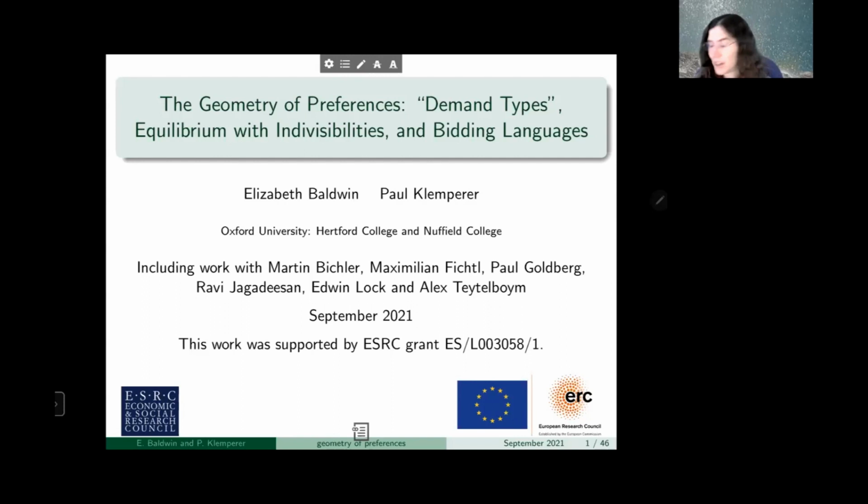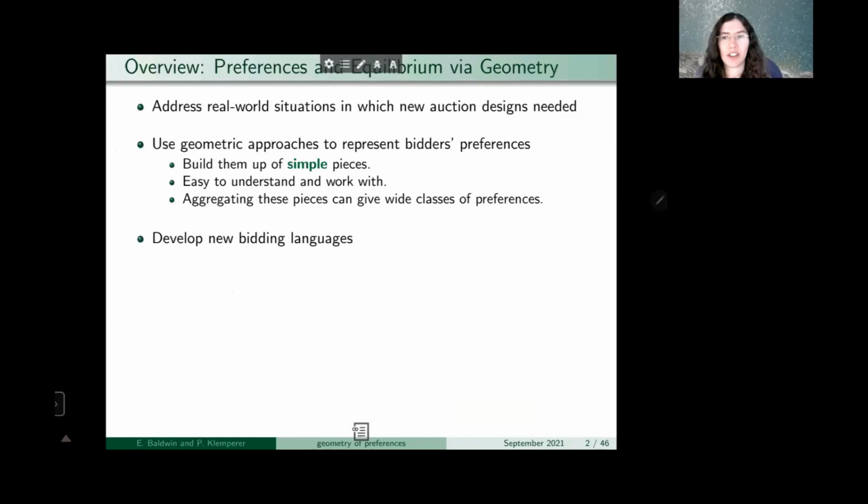So the initial objective was to address real world situations in which new auction designs are needed. And the way we tried to go about doing that was using geometric approaches to represent bidders' preferences.